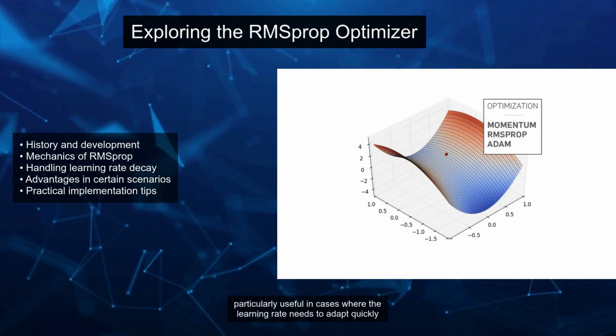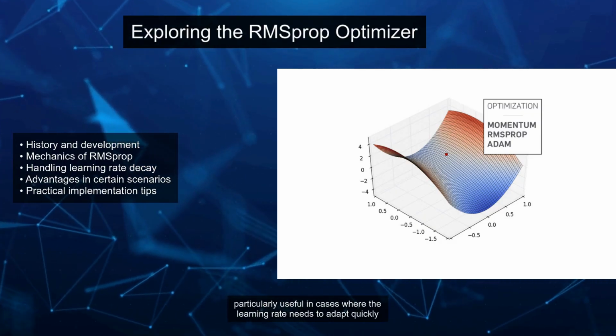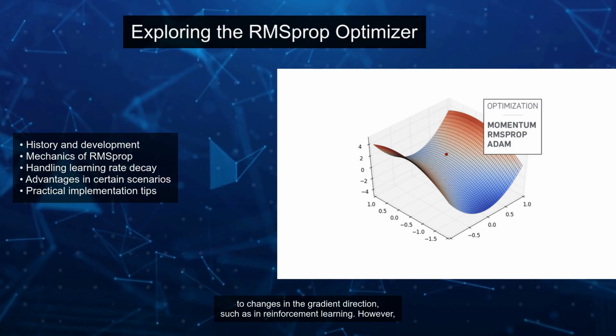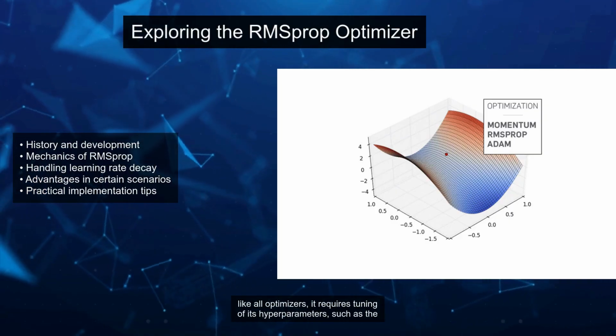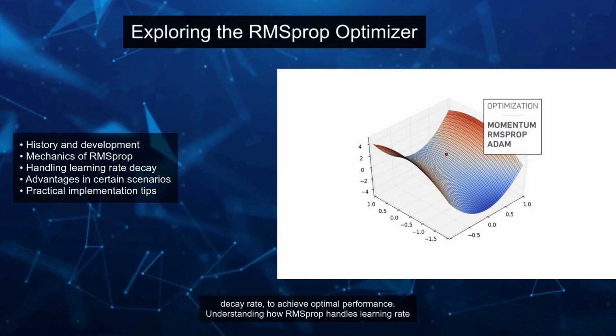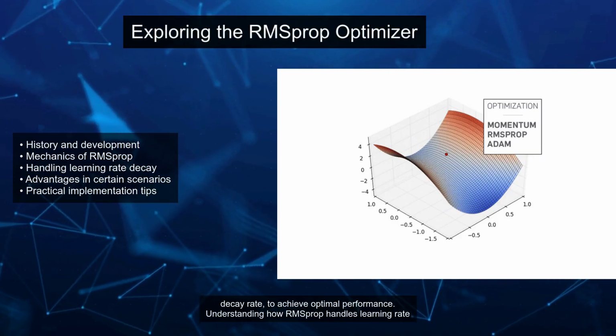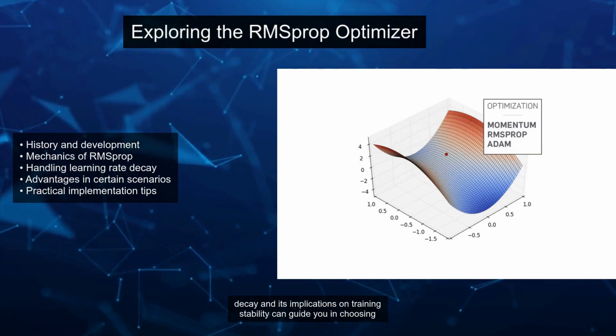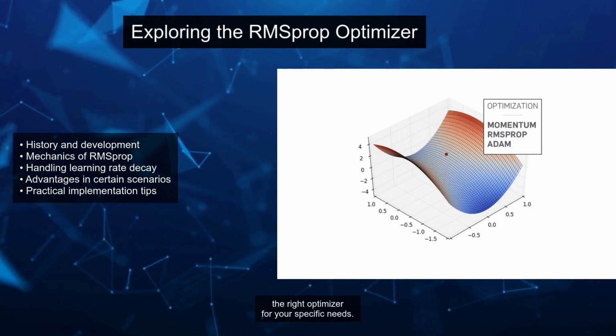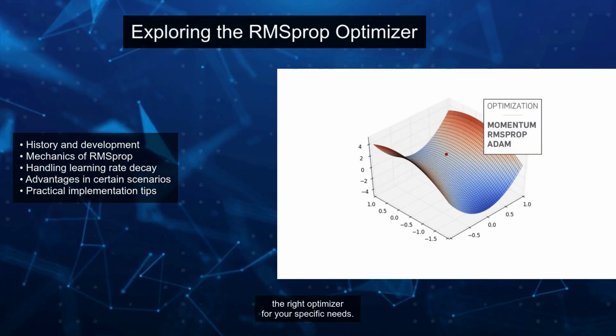RMSprop is particularly useful in cases where the learning rate needs to adapt quickly to changes in the gradient direction, such as in reinforcement learning. However, like all optimizers, it requires tuning of its hyperparameters, such as the decay rate, to achieve optimal performance. Understanding how RMSprop handles learning rate decay and its implications on training stability can guide you in choosing the right optimizer for your specific needs.